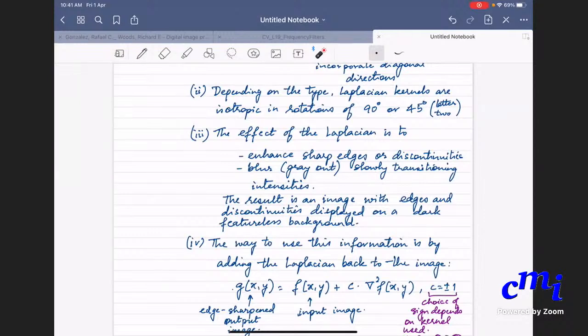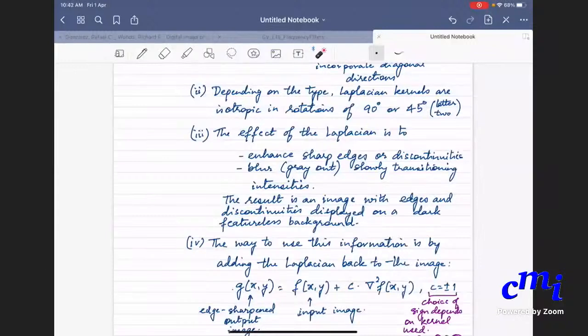The reason why this happens I have explained in detail in one of the earlier lectures, where we described the first and second derivatives along an intensity ramp of an image, and where I also described the zero crossings and everything. In that lecture, it will be clear why this happens. But the result is that the edges and discontinuities are displayed properly, and everything else sort of darkens out. The rest of the image will darken out.